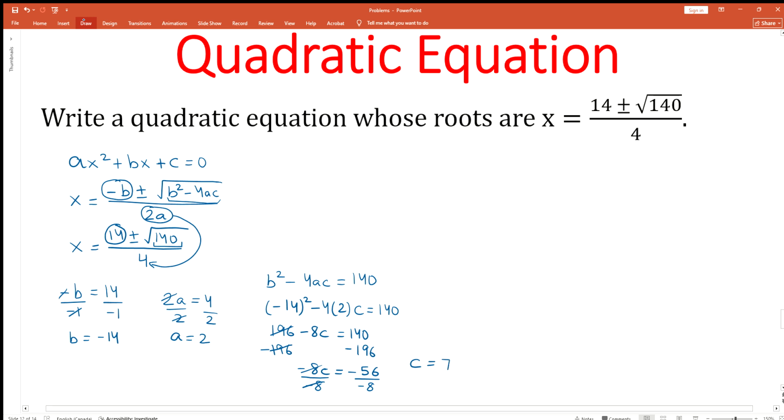So we have found the values of a, b and c. We can use these values of a, b and c to write the quadratic equation. We can sub in these values in the general equation. I get 2x squared minus 14x plus 7 equal to 0. This should be the final answer for this problem. So these are the steps you have to keep in mind to solve this problem.